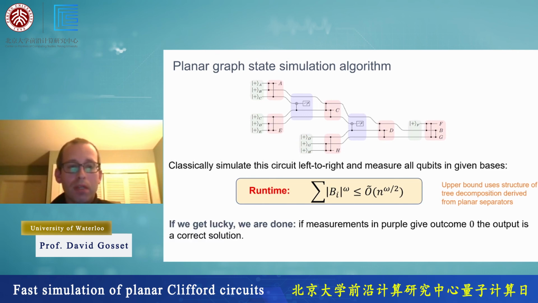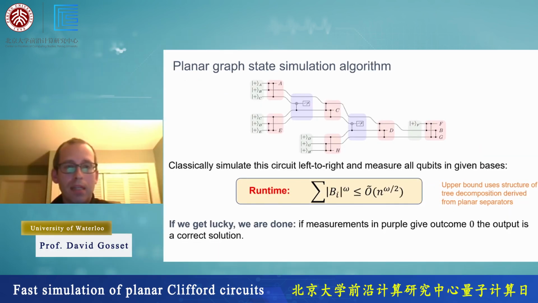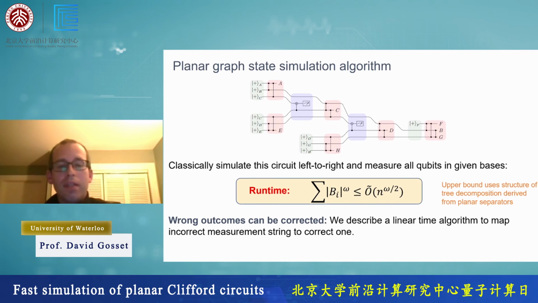Now, I mentioned that this circuit only does what we want if we measure all the purple qubits in the 0 state. So if we get lucky, then we're done, and we've classically simulated the graph state measurements in time n to the omega over 2. But it turns out that if you don't get the right outcomes, then there is a linear time algorithm to map the incorrect measurement string that you simulate to a correct one.